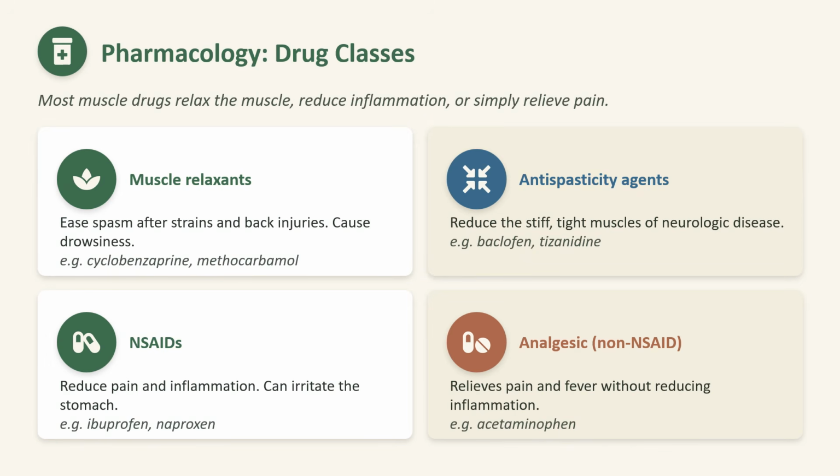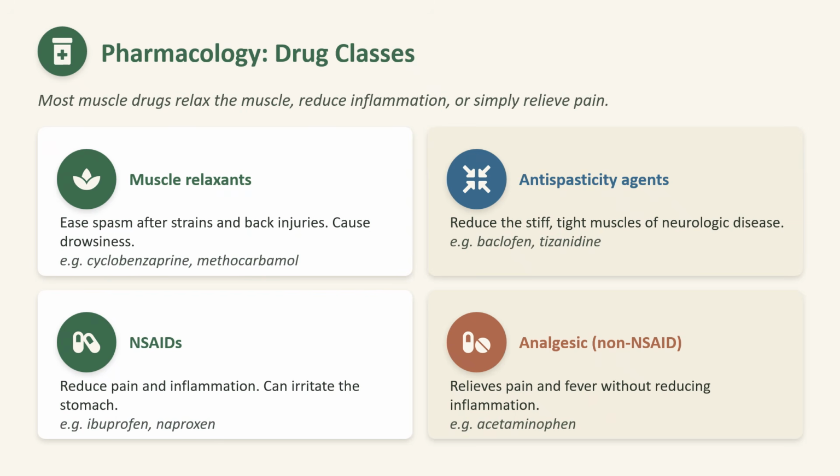Now the treatments. 4 classes, and they sort by what they actually do. Muscle relaxants like cyclobenzaprine and methocarbamol ease the painful spasm that accompanies strains and back injuries. Here's the counseling point you'll deliver. They cause significant drowsiness. Warn patients not to drive, not to operate machinery, and not to combine them with alcohol. Many are prescribed at bedtime for exactly this reason.